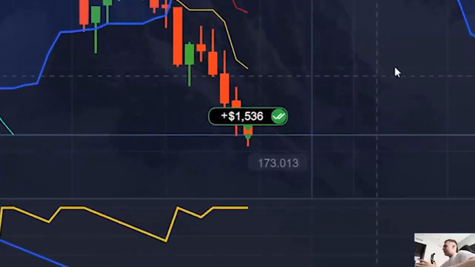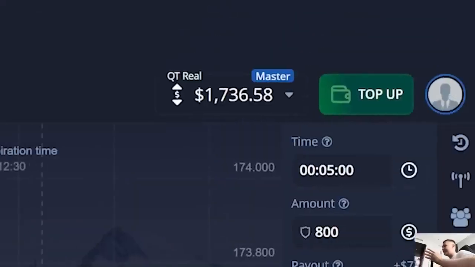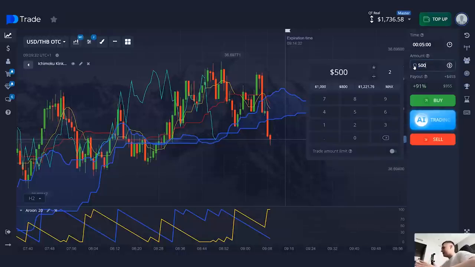The trade is profitable and there are already $1,736 on my account. My friends, I have almost doubled my capital in one trade and now it's time to continue. Well, friends, for example, I found another similar situation.